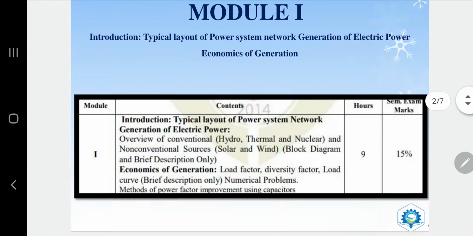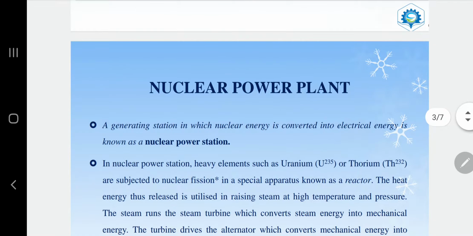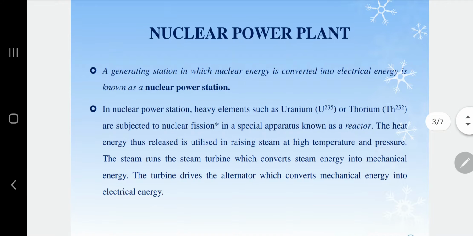So in module 1 we are moving into the third conventional source, that is nuclear. So what is a nuclear power plant? Any power plant, when we are generalizing, is a plant which converts one form of energy into electrical energy. So here in a nuclear power plant, the nuclear energy is being converted into electrical energy. Let us go into a small detailed working of this nuclear power plant.